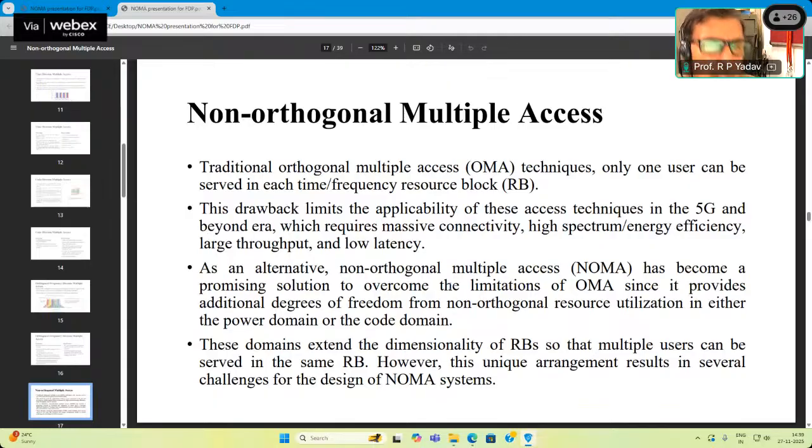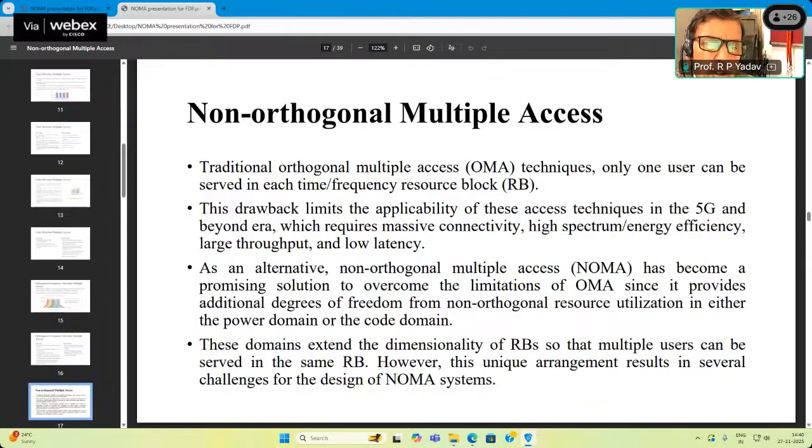As I talked about earlier, with the coming of 5G technology, you need massive connectivity, and you need very high spectrum energy efficiency to increase the speed, and also to reduce the latency time. For that purpose, these 5G systems will obviously have to be different from, or perhaps better than, the existing systems.